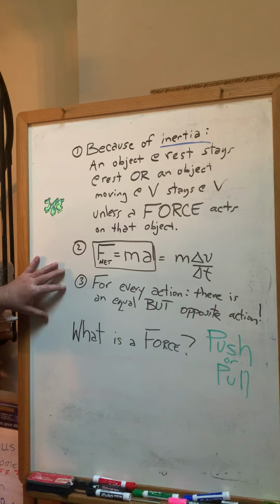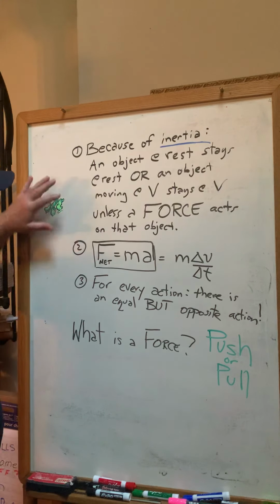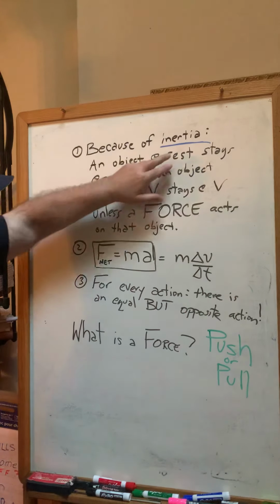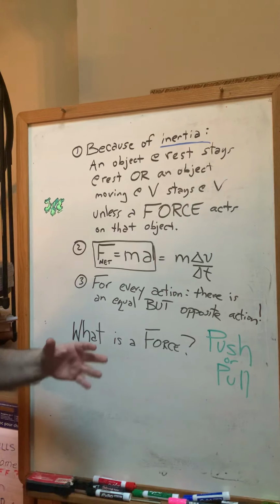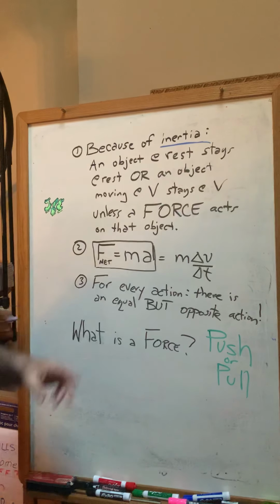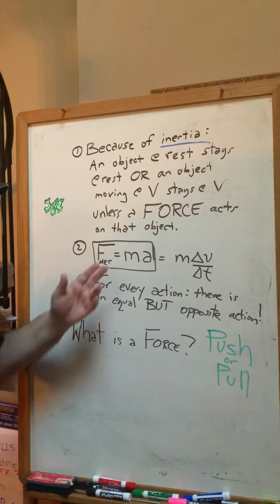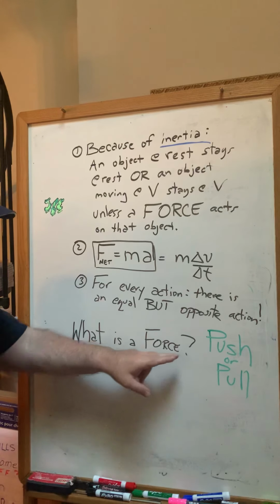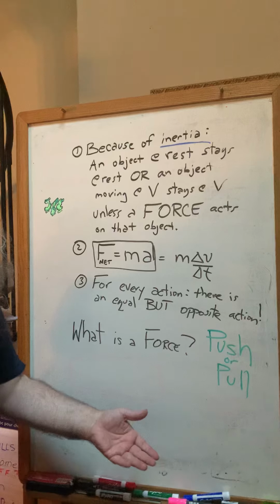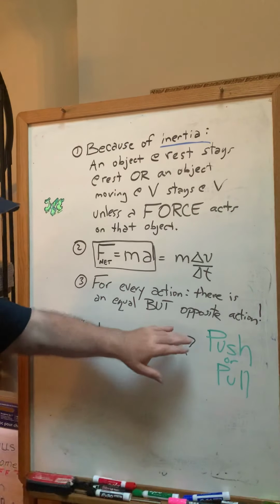old-time, regular, classical physics. And Newton had three laws, and I want to define this word inertia. Because of inertia, which is really mass, the heft of something, an object at rest stays at rest, or an object that moves at constant velocity will keep moving at that same constant velocity unless a force acts on them. What is a force? It's a push or a pull. That's all there is to it. I pull something, I exert a force on it. I push something, I exert a force on it.